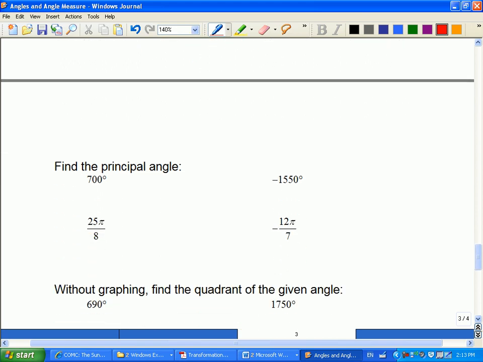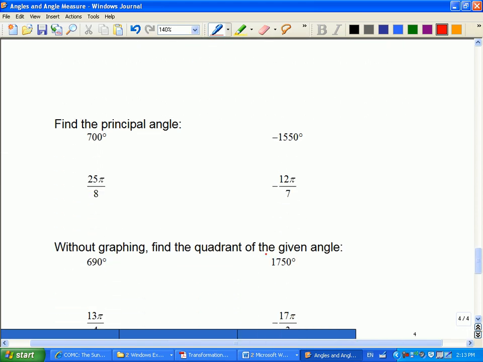Okay, so that's what I want you to be able to do then: out of all these angles you're looking at, find me the principal angle, which means you're going to do your coterminal dance until you end up with an angle which is between 0 and 360 or 0 and 2 pi, because we don't want to work with negative 1550. We want to shrink it down until we get to the same spot in a smaller principal angle.